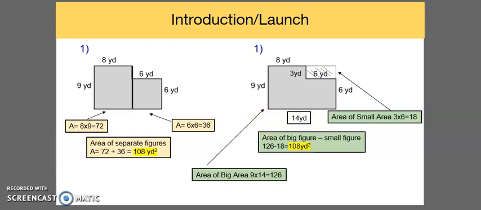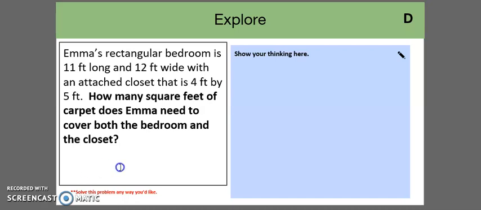Okay, we're going to look at a question. Emma's rectangular bedroom is 11 feet long and 12 feet wide, with an attached closet that is 4 feet by 5 feet. How many square feet of carpet does Emma need to cover both the bedroom and the closet? So pause the video, think about how you would work through this problem.